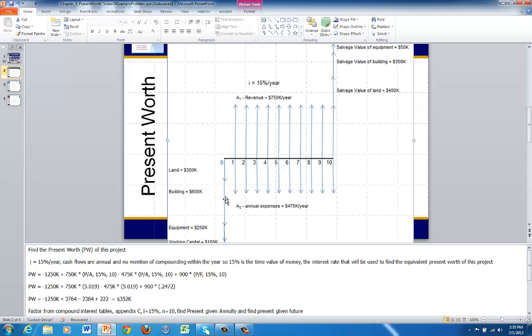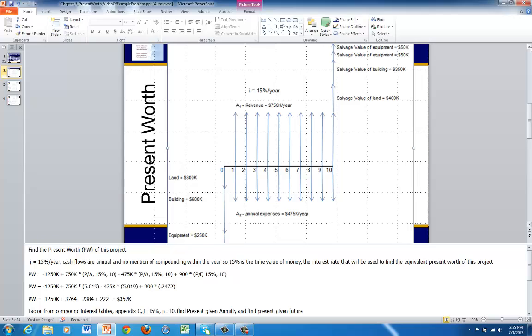Then we have a second annuity that is a cash flow out. So we have the $475,000 a year of annual expenses, but it's the same functional notation. Find the present given the annuity, 15% interest rate over 10 years. And then finally we have the items at the end of the period that are a single payment that we want to bring back to time 0. So we have working capital, salvage value of equipment, building, and land.